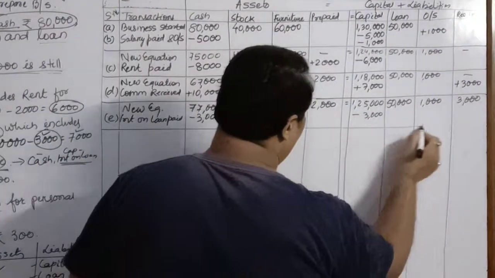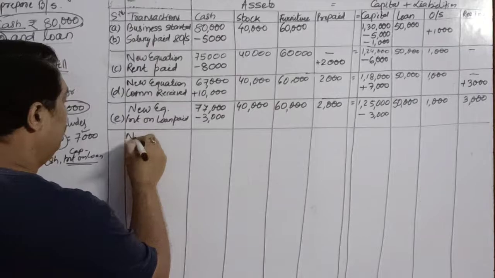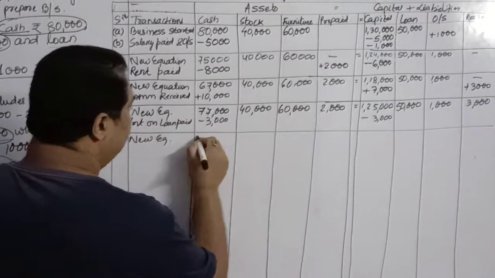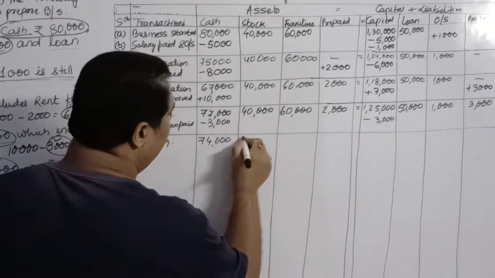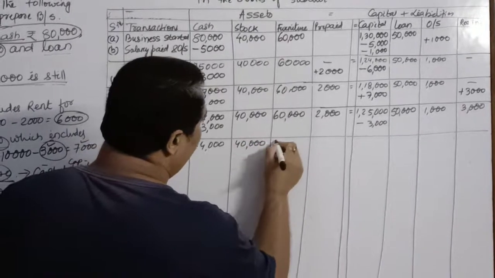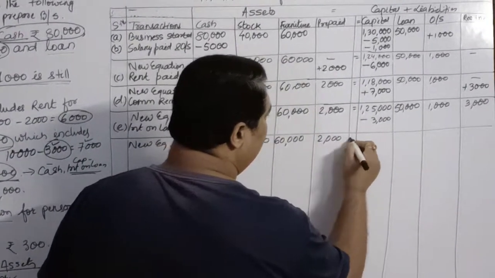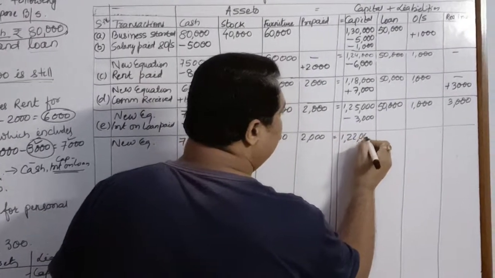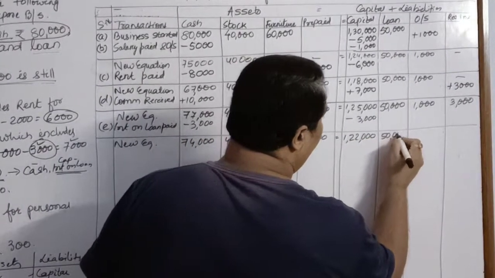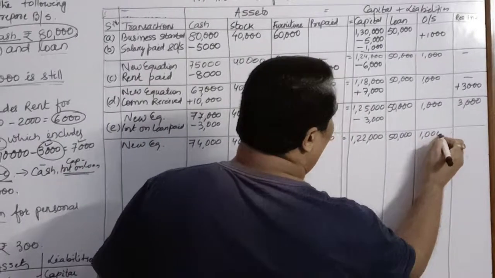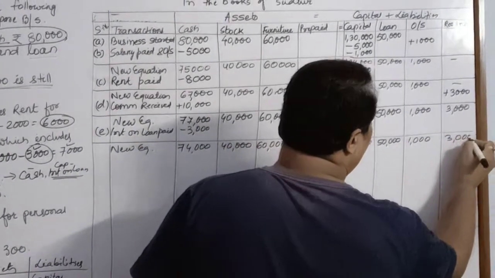After this transaction, what is the new equation now? 74,000, 40,000, 60,000, 2,000, 1,22,000, 50,000, 1,000 and 3,000.